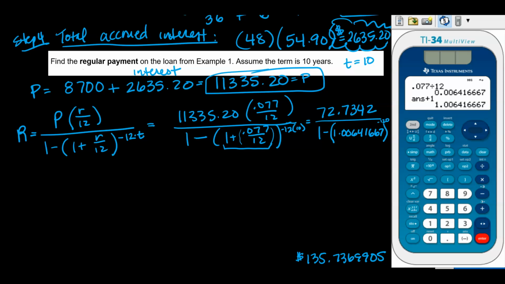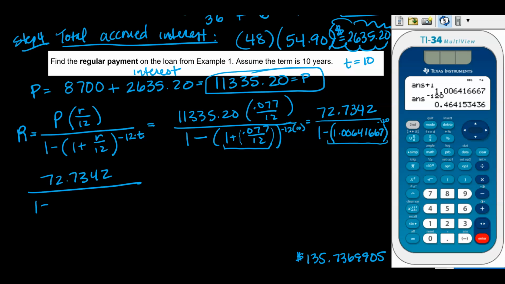I'm running out of room there. So negative 12 times 10 is 120. The next thing I'm going to do is raise that number to the negative 120 power and take advantage of the fact it's in your calculator already. Just leave it there and press the exponent key, and that way you don't have to type it in again. Then the negative key, 120, equals. Okay, so then I'm going to come down here and write down my numerator again.